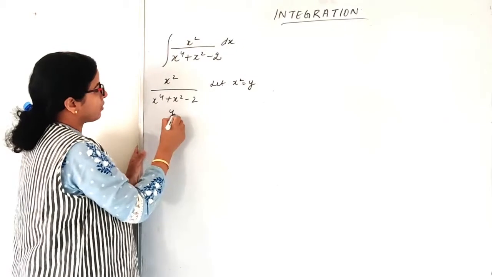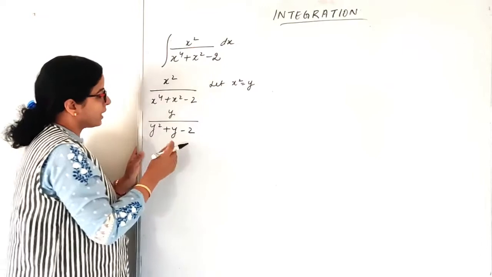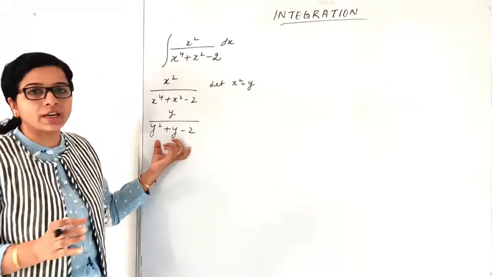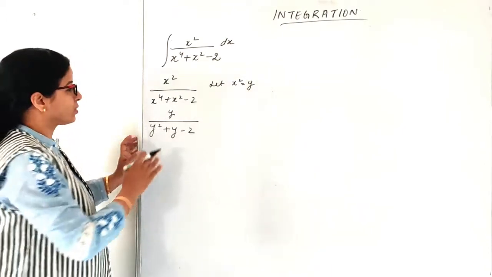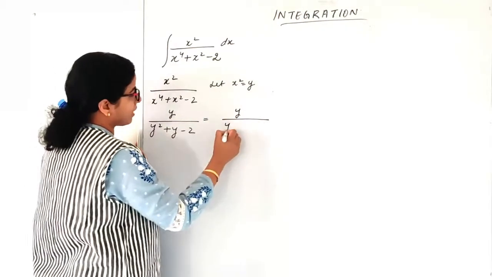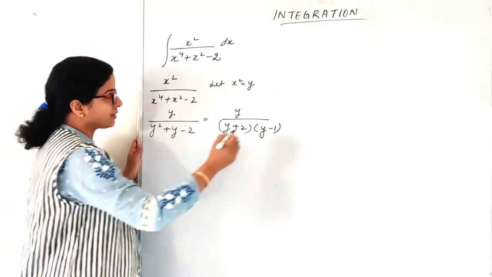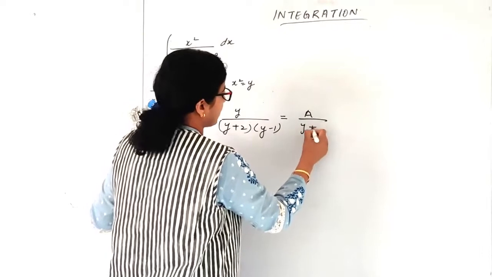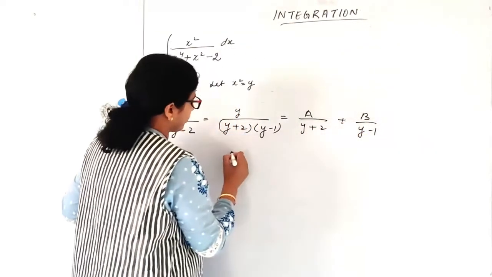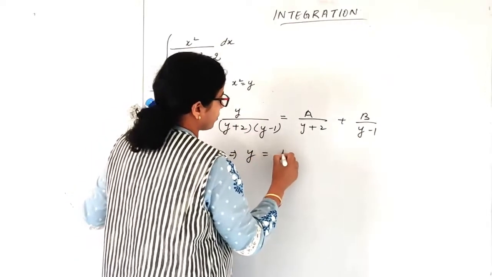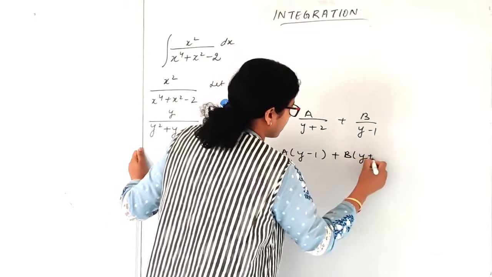So it will reduce to y upon y square plus y minus 2. Now let us factorize this part. If we can factorize, then only in that case we can use the partial fraction, otherwise not. So if I factorize it, I am getting, right? Now this part can be written as a upon y plus 2 plus b upon y minus 1. So which implies y equals a(y minus 1) plus b(y plus 2).